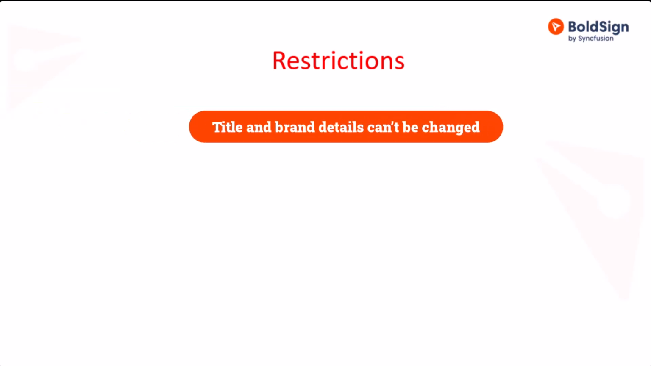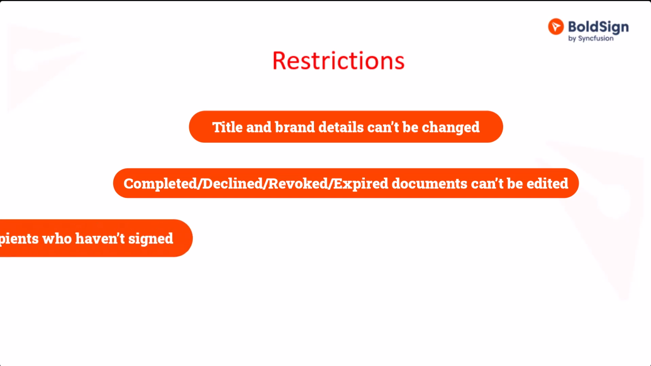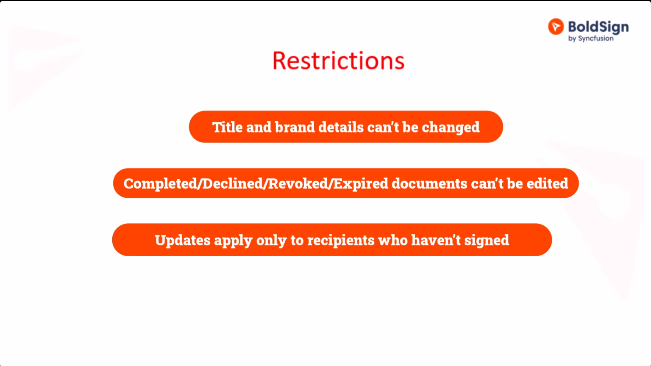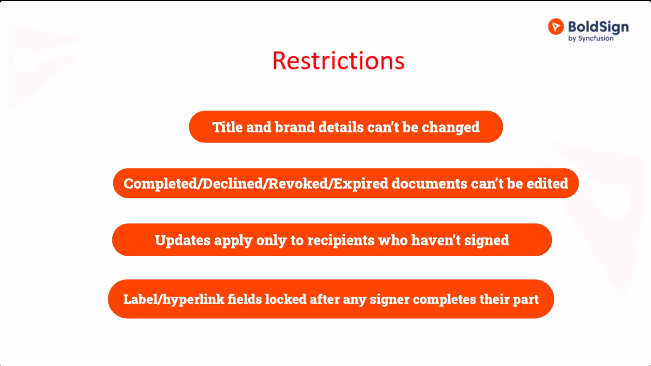The document title and brand details cannot be changed. Documents in completed, declined, revoked, or expired status cannot be edited. If a document has multiple recipients and some have already signed, changes will apply only to recipients who have not yet signed. Additionally, label and hyperlink fields cannot be modified once any signer has finished their part of the signing process.